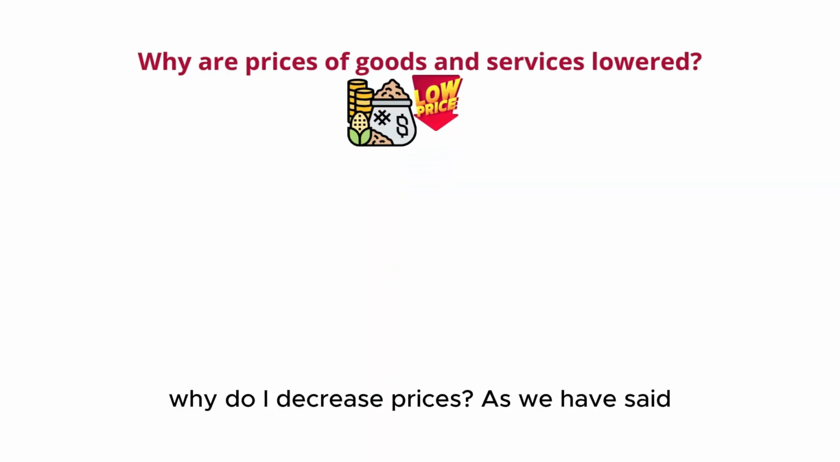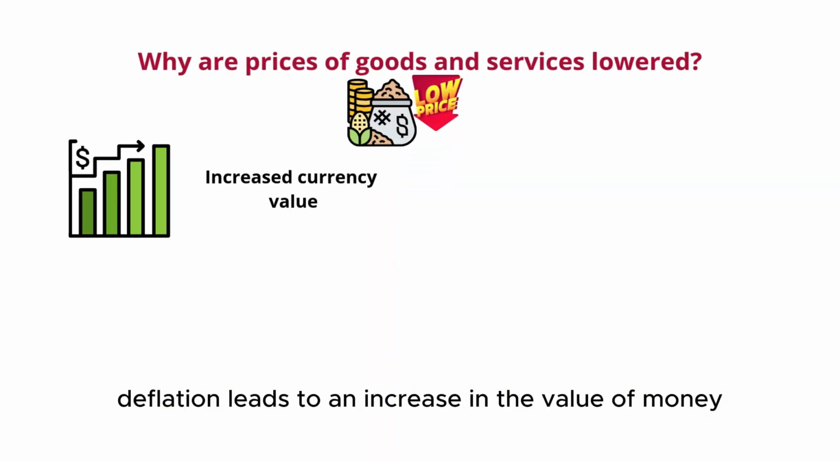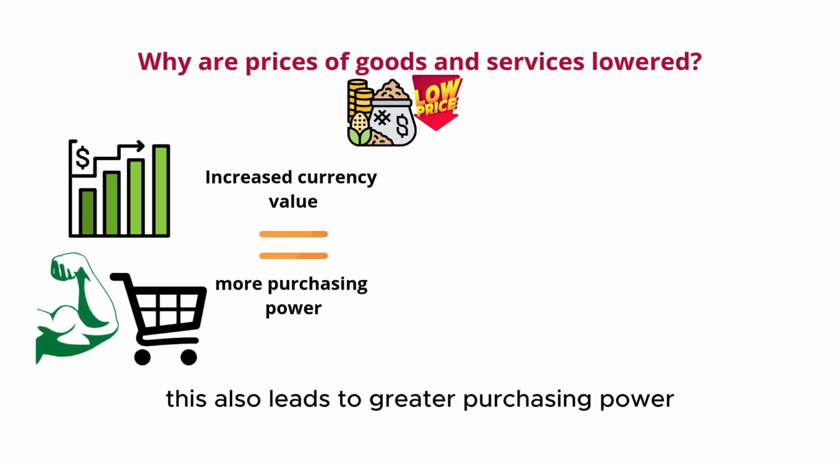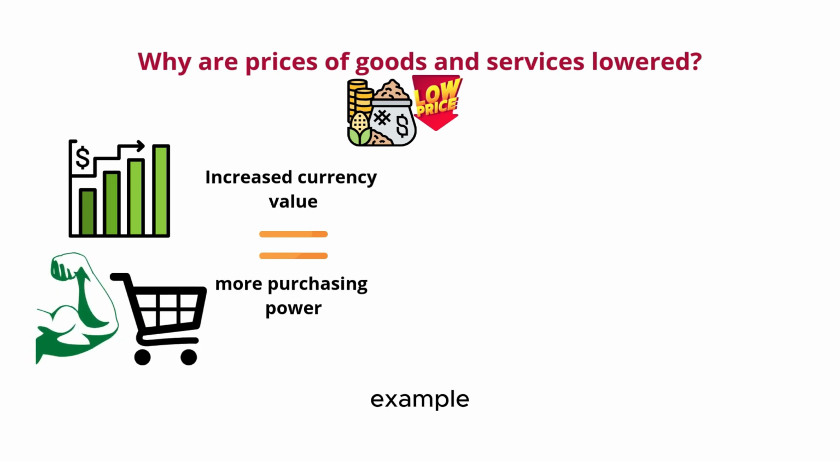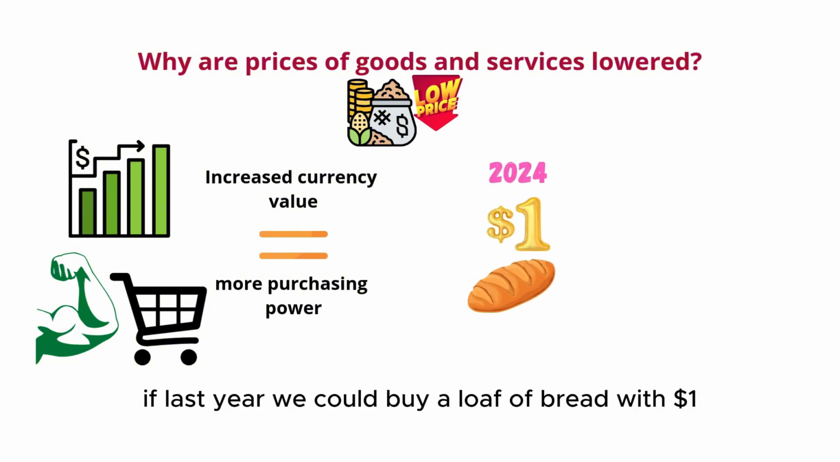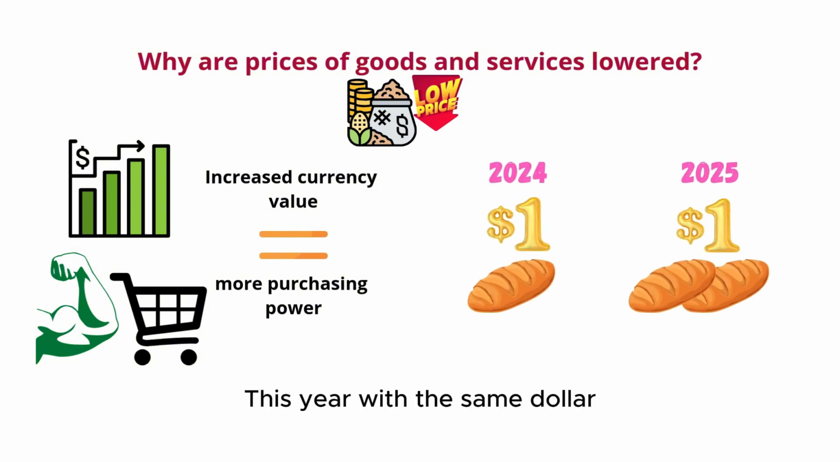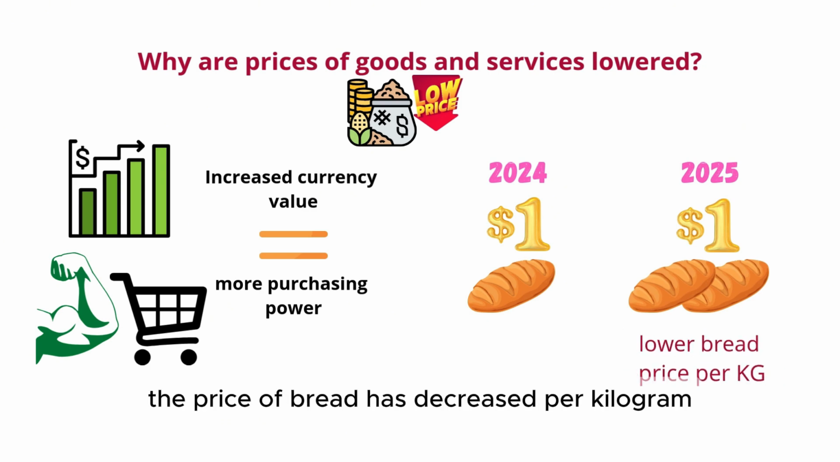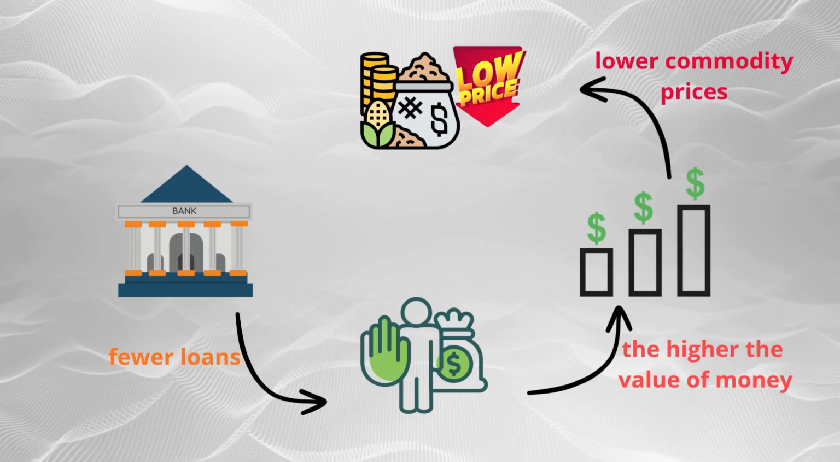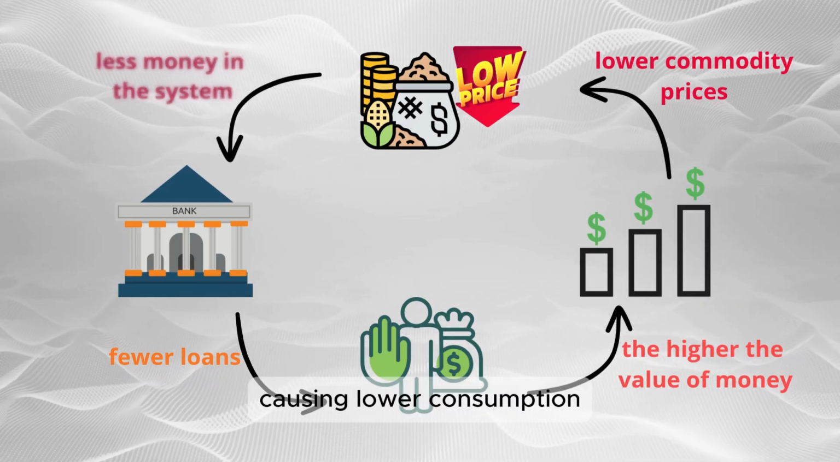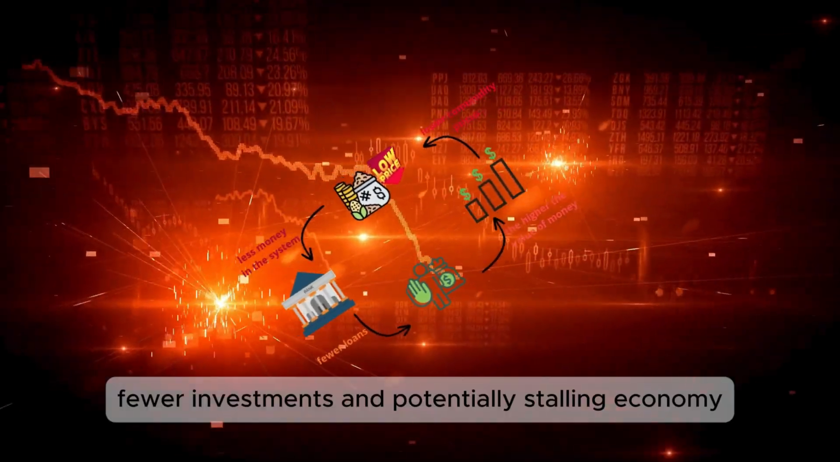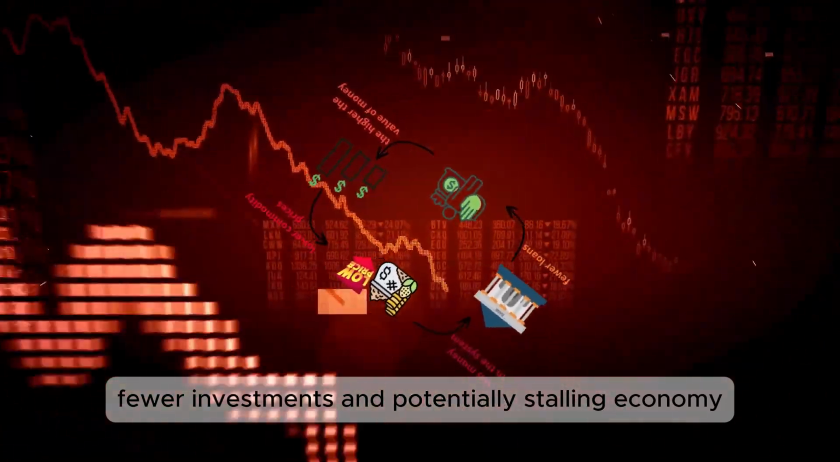Why do prices decrease? As we have said, deflation leads to an increase in the value of money. This also leads to greater purchasing power. Example: if last year we could buy a loaf of bread with $1, this year with the same dollar we buy two. In practice, the price of bread has decreased per kilogram. This leads to less money circulating, causing lower consumption, fewer investments, and potentially stalling the economy.